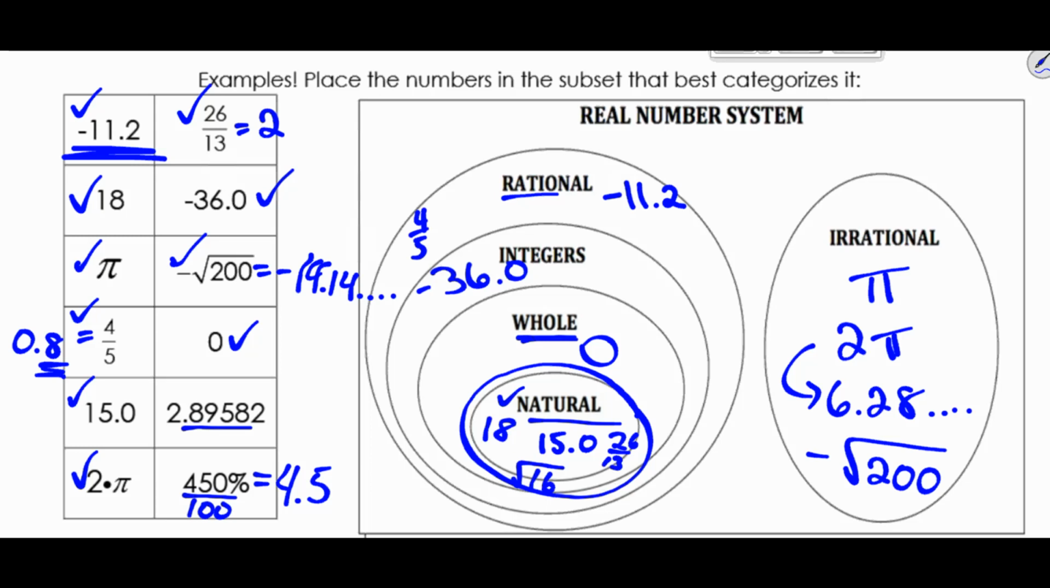The decimal 2.89582 goes on for a while, but it does stop. That's going to be rational. It's a decimal that stops. It can be written as a fraction. And negative 40.5, kind of the same thing. 450% is a decimal that stops. So it's rational.